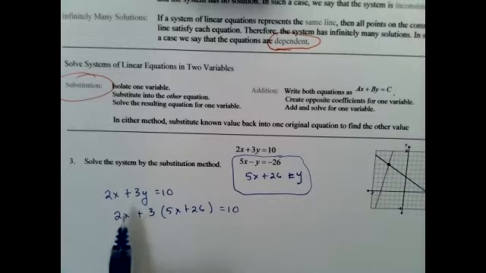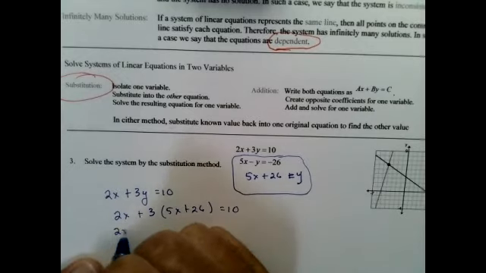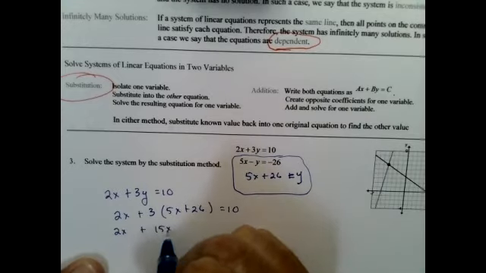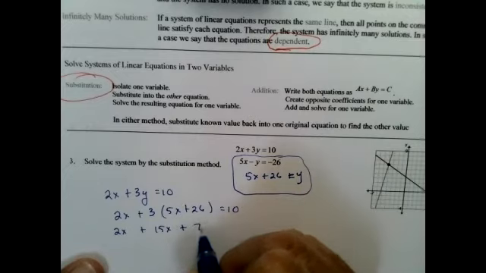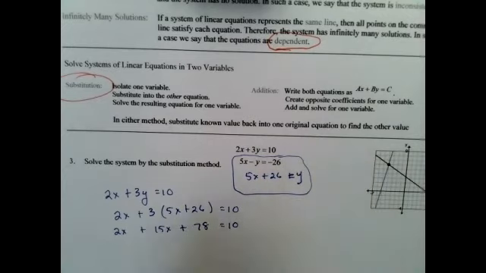Oh, yeah? Yeah, I did. So by substitution, I eliminated. Now I have one equation. I can go and calculate what x is. Once I know what x is, I can quickly find what y is, giving me the ordered pair for both. 2x plus 15x, plus, oh man, 78 equals 10.